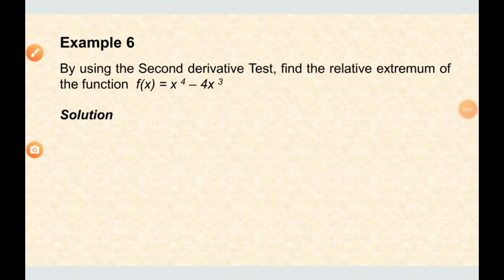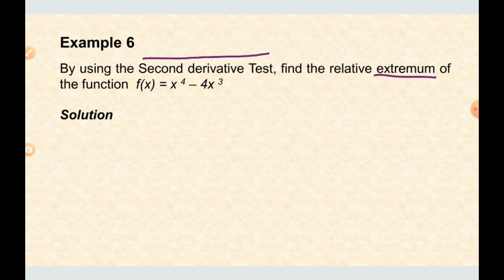Number 6. By using the second derivative test, find the relative extremum of the function f(x) equals x to the power of 4 minus 4x cubed. The question asks you to use the second derivative test, so you have to follow the question. You cannot use the first derivative test.